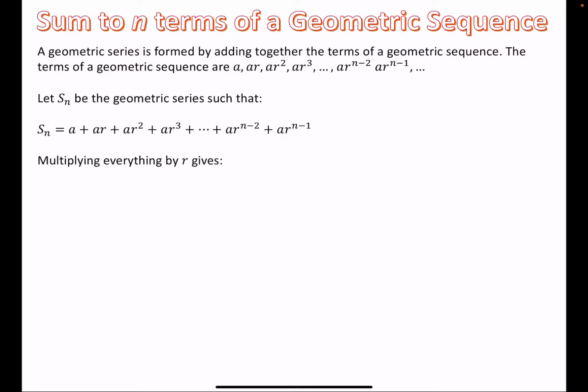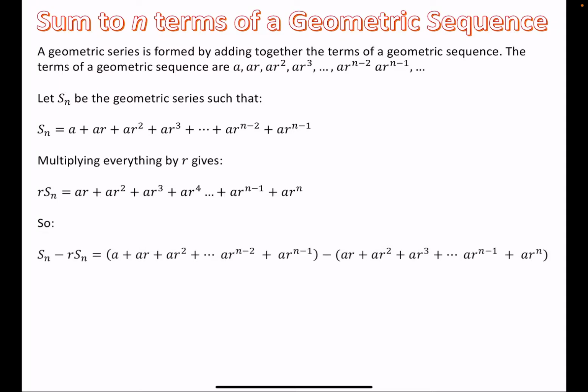Multiplying everything by r gives rSn equal to ar plus ar squared all the way up to ar to the power of n. Basically, we're trying to do something so we don't have the ar to the power of n minus 1. It just makes things a little bit more awkward, okay? But it does lead into a nice formula, okay?